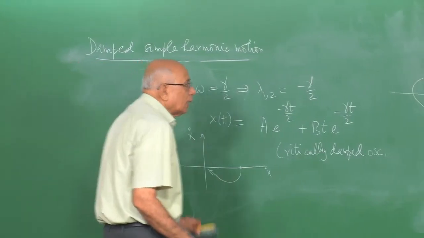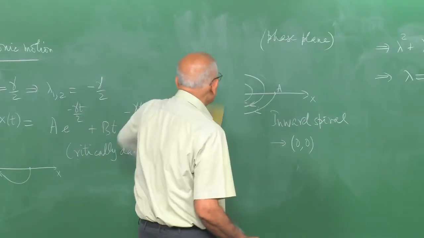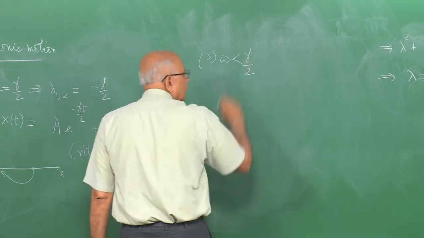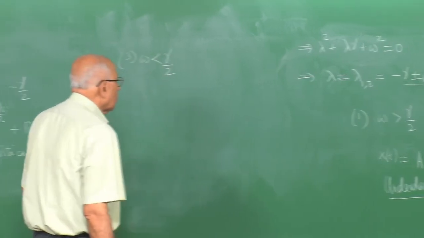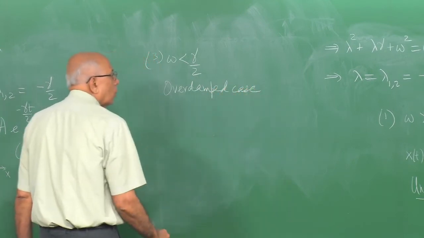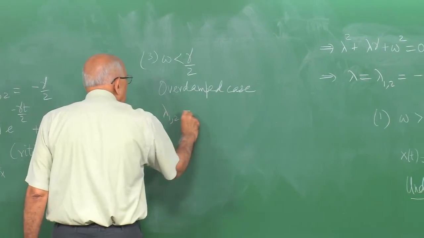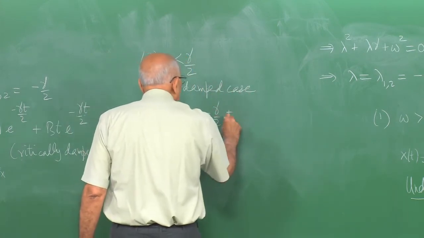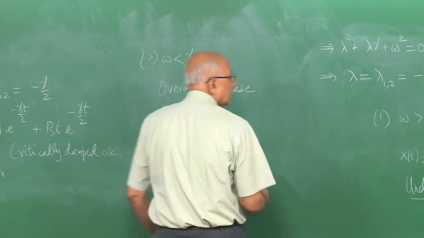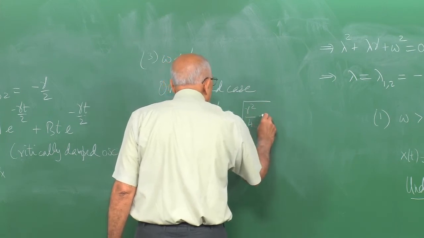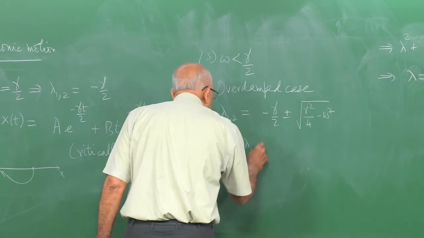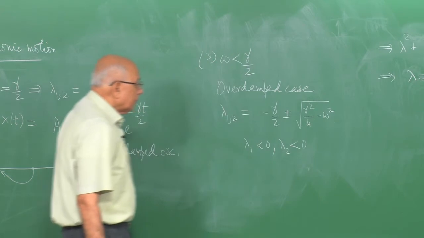And the third case is when omega becomes less than gamma over 2. We already saw that this was the underdamped case, this one is the so called overdamped case. And what happens to the lambda 1 and 2 in this case? Lambda 1, 2 are both given by minus gamma over 2 plus or minus the square root of gamma squared over 4 minus omega squared. And please note that both of them are negative. So lambda 1 is negative, lambda 2 is negative. Both are real and both of them are negative.